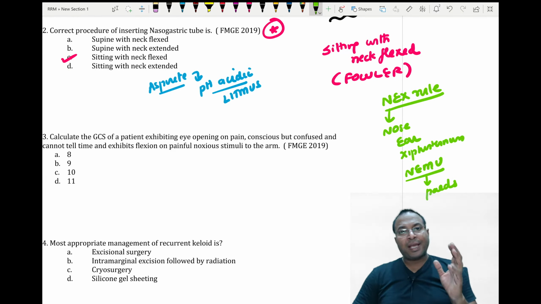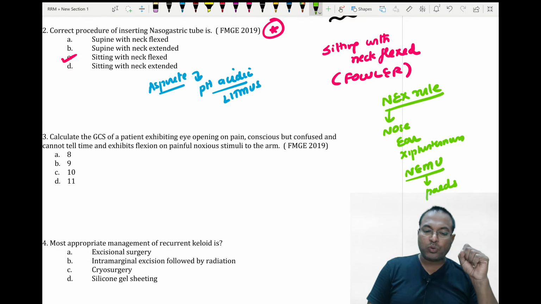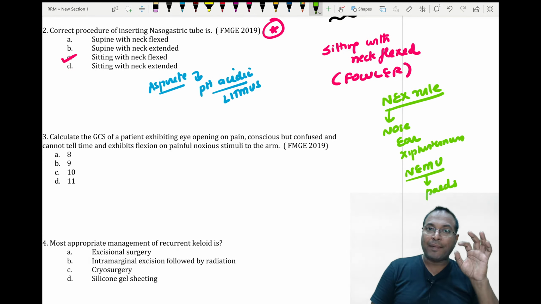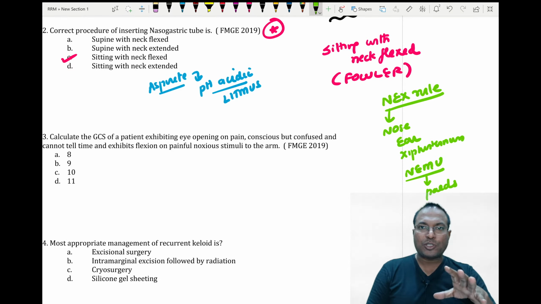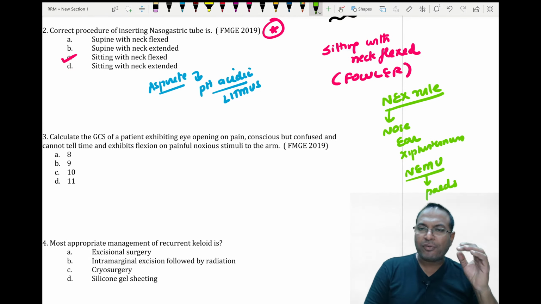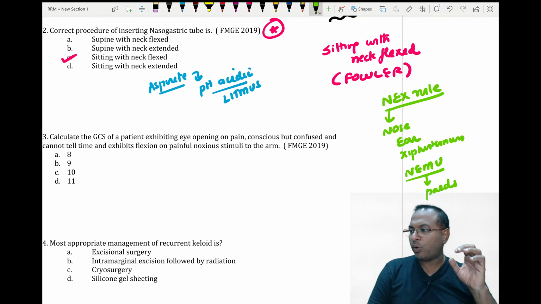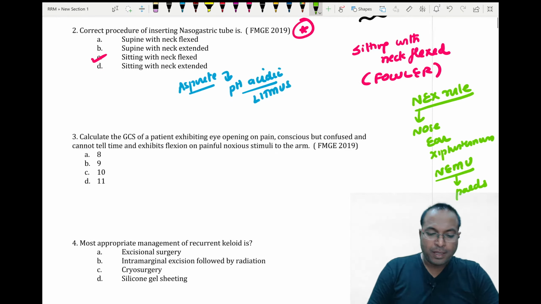So please remember, the NEX rule and the NEMO rule are the two rules used for finding out the ideal length of Ryle's tube. So no confusion in that. Please remember, the NEX rule and NEMO rule are related to Ryle's tube. Ryle's tube is a basic question. Definitely you will get questions from Ryle's tube. No doubt in that. Please remember that.